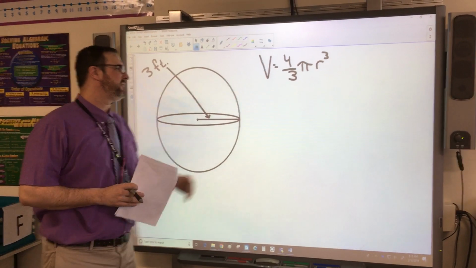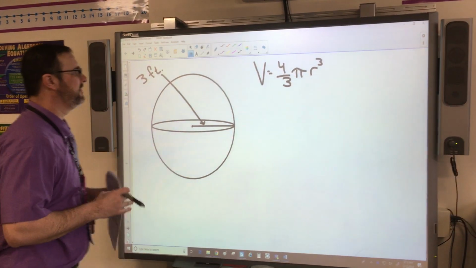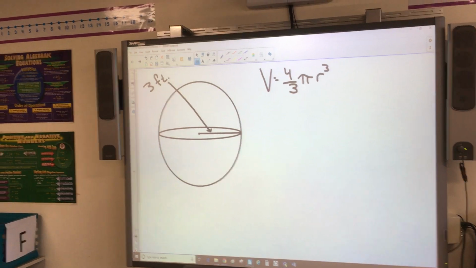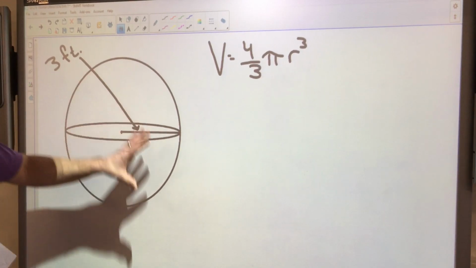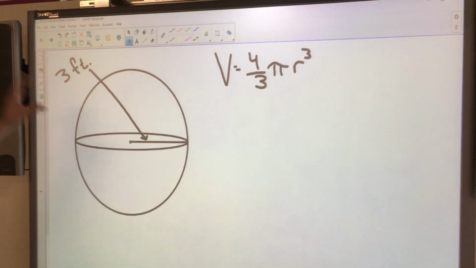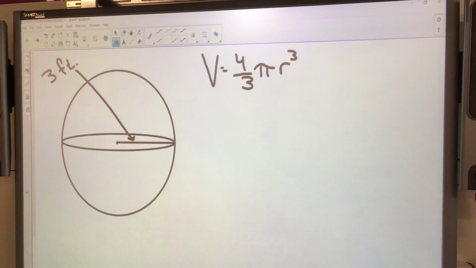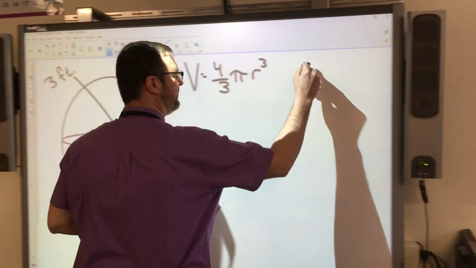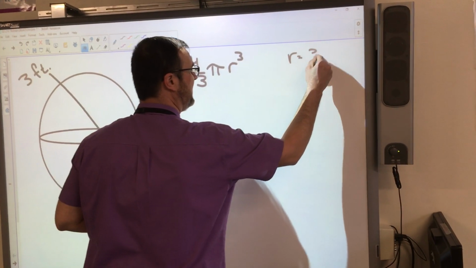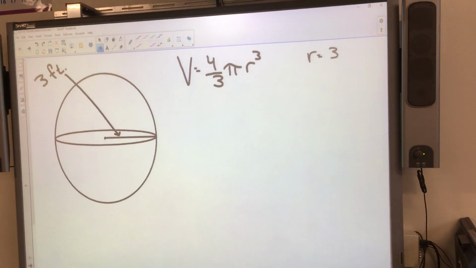Hello, this video is to find the volume for spheres. Our volume formula for a sphere is V equals 4/3 pi r cubed. First thing we want to do is look at the picture, see what information we do have. We do know that the radius of this sphere is 3 feet, so that is going to represent our r value. I like to write that, stay organized, maybe on the side here. Okay, my radius is 3.